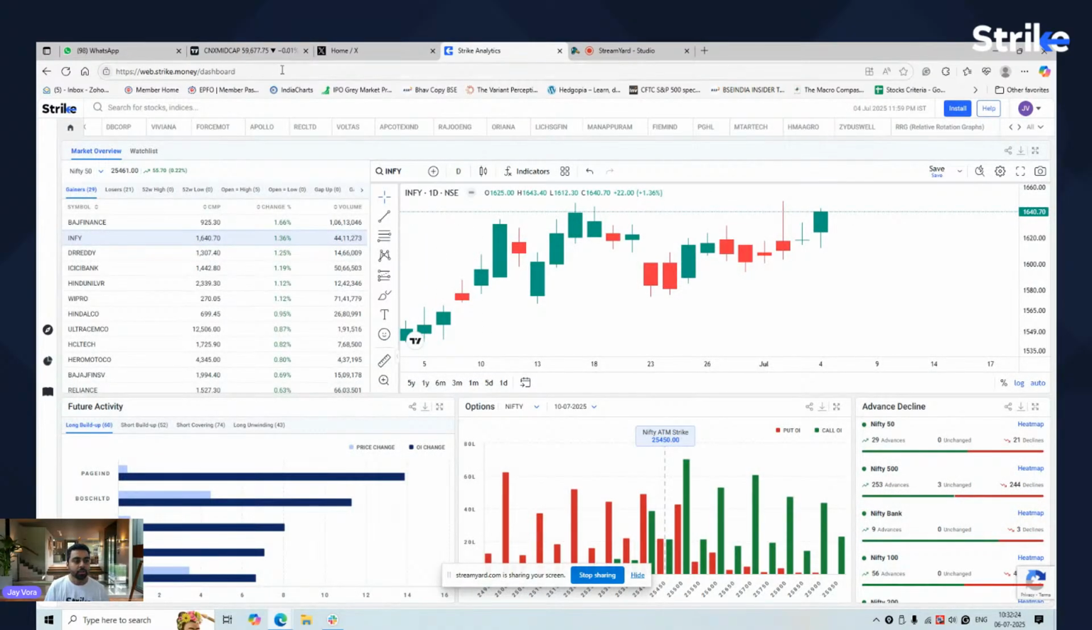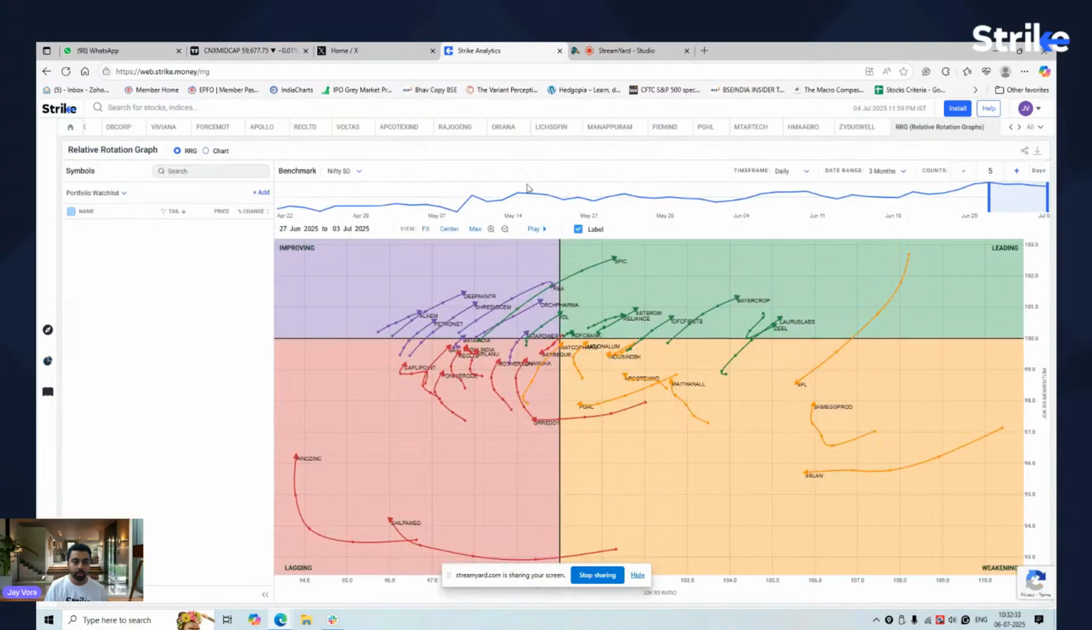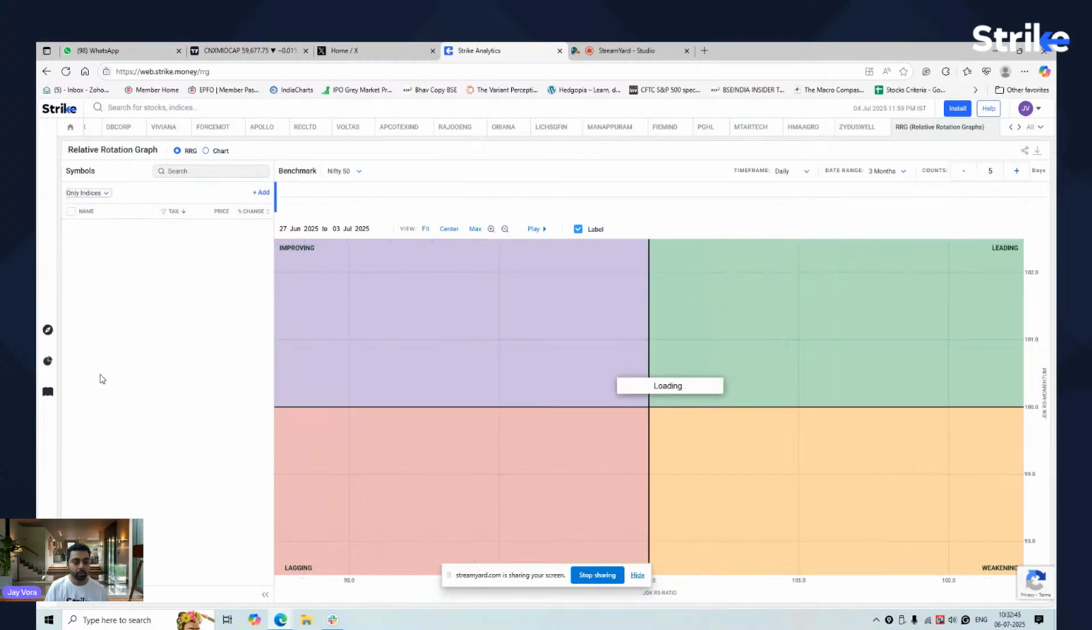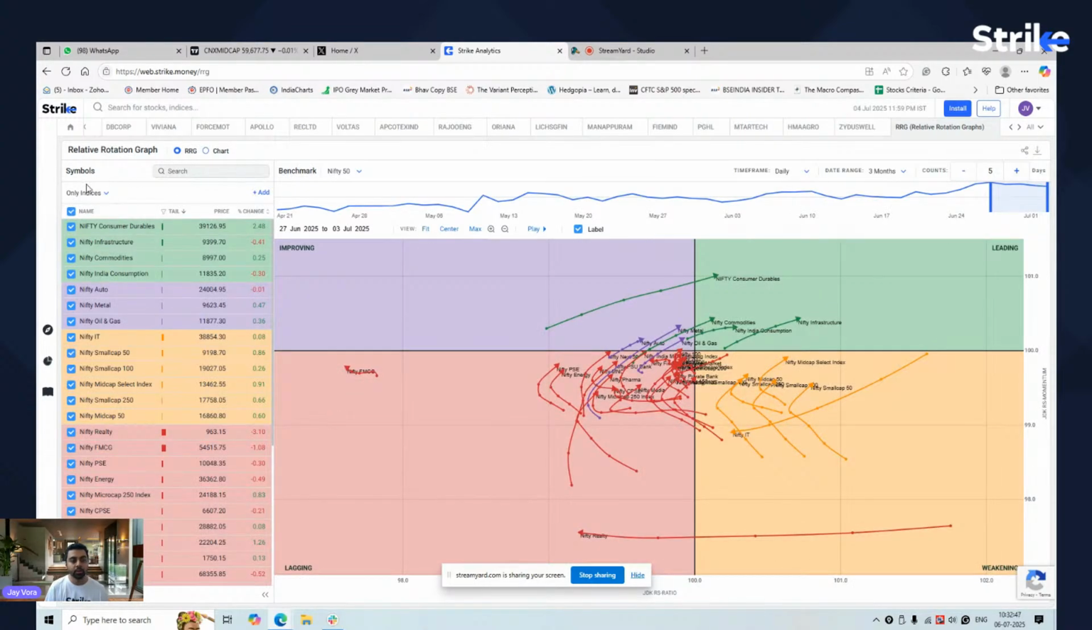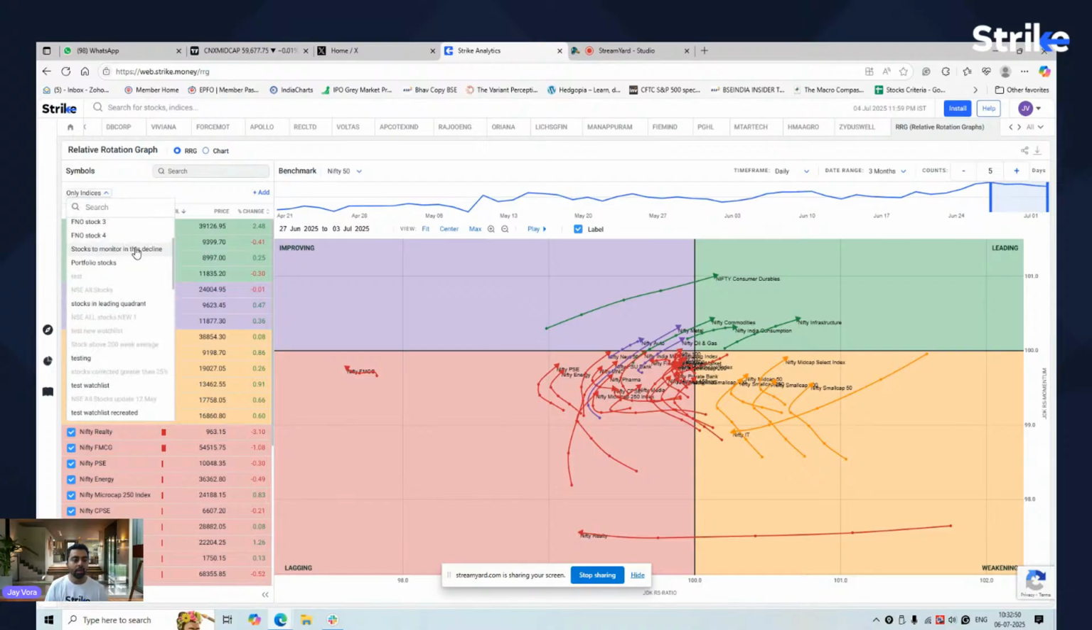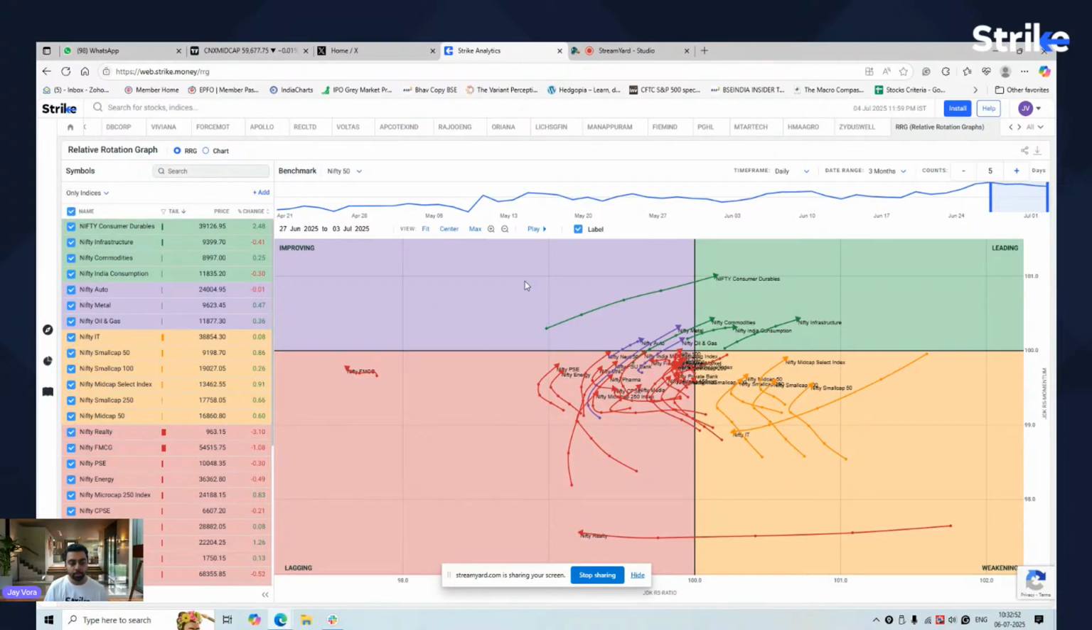For RRG, firstly, when you come on web.strike.money, you have to hover over here on the second button and then go to RRG. Once you click over here, you will get the RRG tab. Because I have been using it earlier, it has come to portfolio watch list. Else it will open only indices. I'll also explain in a while the importance of having the watch list, and how you can make better use of that.